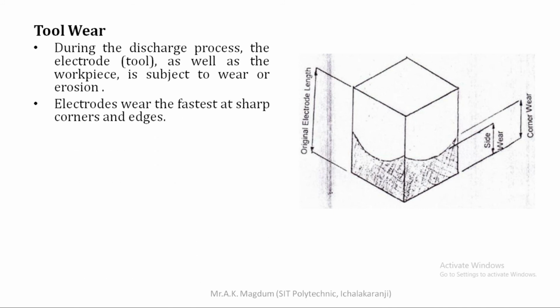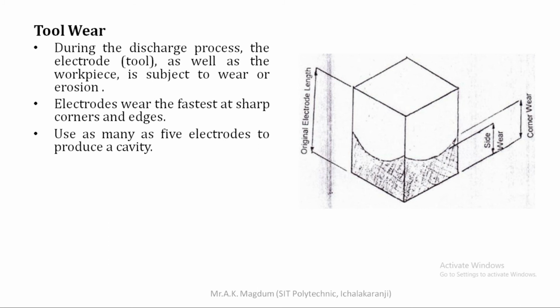Next, electrodes wear the fastest at sharp corners and edges. That is a very important thing. Whenever the electrode comes into contact with the workpiece surface, the sharp corners and sharp edges are the regions that first come into contact with that workpiece surface. So due to which there is high erosion that takes place at a corner, surface or faces of that electrode.